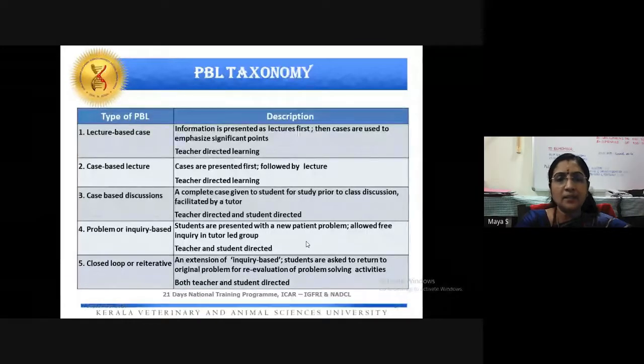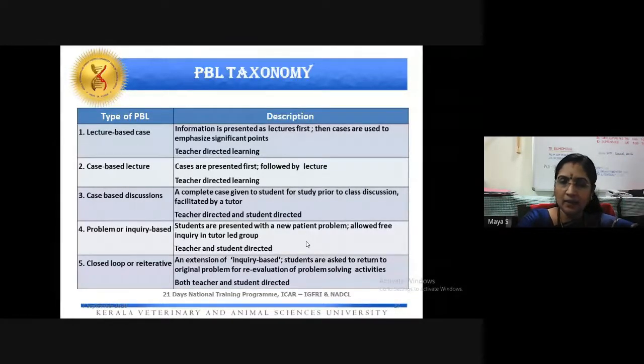Then the third type will be case-based discussions. Instead of lecture, we place it to a discussion class. Okay, so that is the third type. Then the fourth type will be problem or inquiry-based learning. So now we are coming to our problem-based learning stepwise. So here students will be given a particular problem. Through that, they have to arrive at that particular topic. So that is problem or inquiry-based learning.